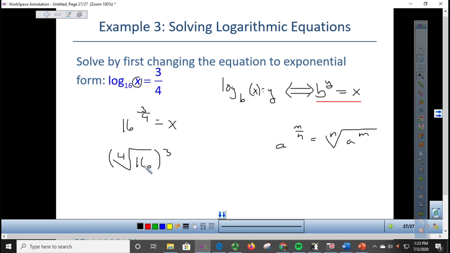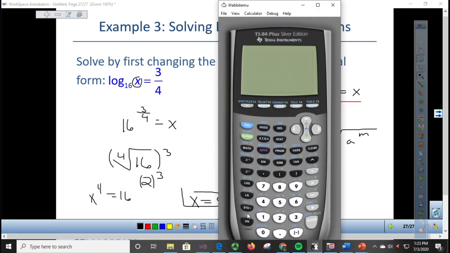So the fourth root of 16: x to the fourth equals 16. What to the fourth power is 16? Well, that's 2, right? And now we just take our 2 and raise it to the third. 2 times 2 times 2 is 8. Therefore, x equals 8, and this would be our solution. So 16 to the 3/4 power equals x, and like always, we can check this on our calculator.